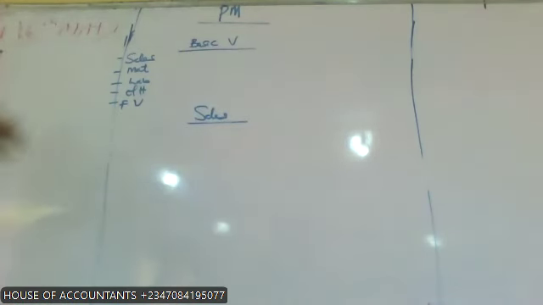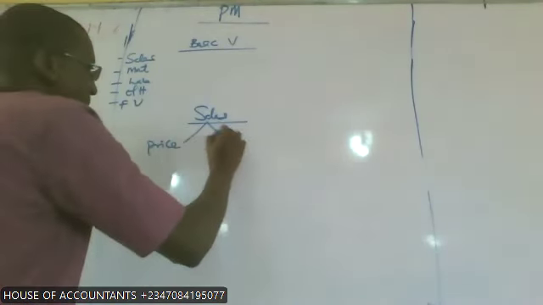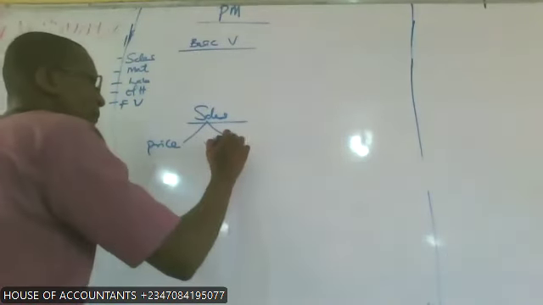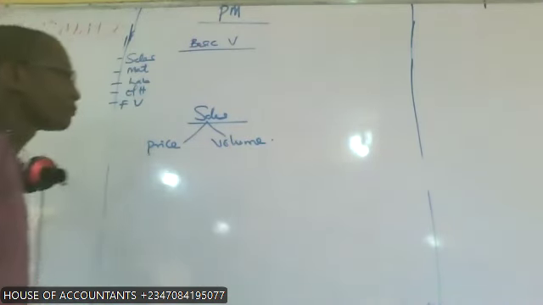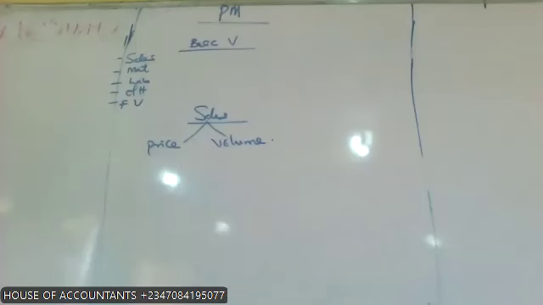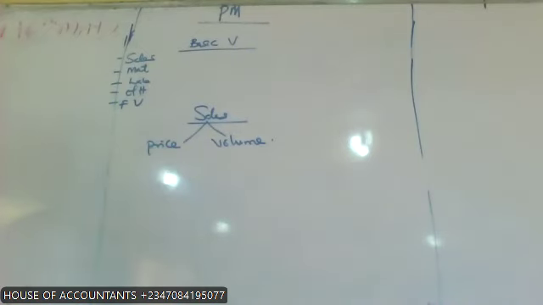Now, if we start with sales, sales is divided into 2. Majorly, we have price and volume. Now, if they want to further disturb you, this is normal. Okay, don't let me go anywhere yet. This is basic. This is where the end of basic variance for sales. So you just calculate price and volume, and that is the end.